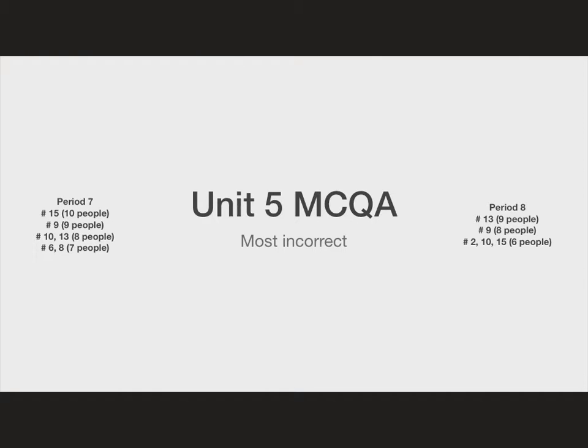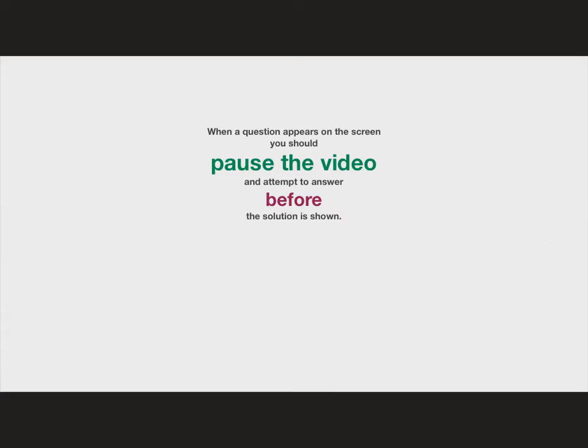These are the answers to Unit 5 Multiple Choice Quiz A. Questions 15, 9, 10, and 13 were problems for both classes, and then 2, 6, and 8 were issues for separate classes. As usual, I would suggest that you read the question and attempt it again before watching the answer.